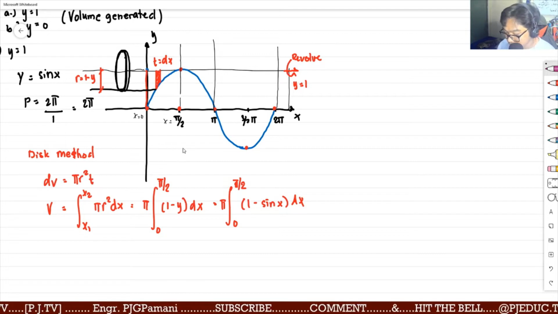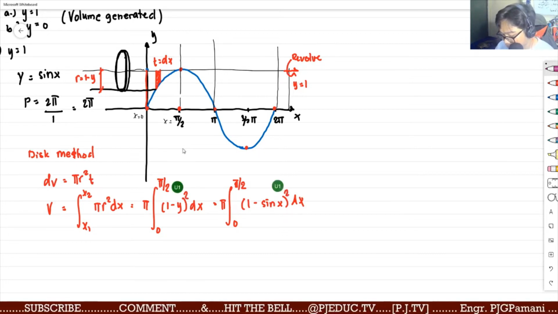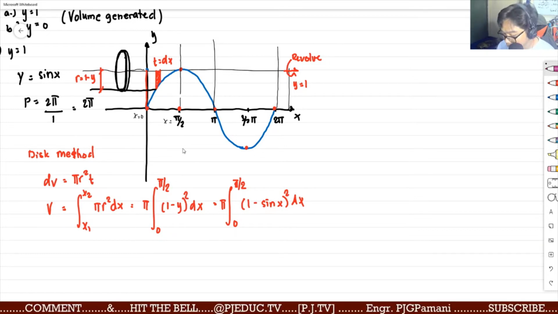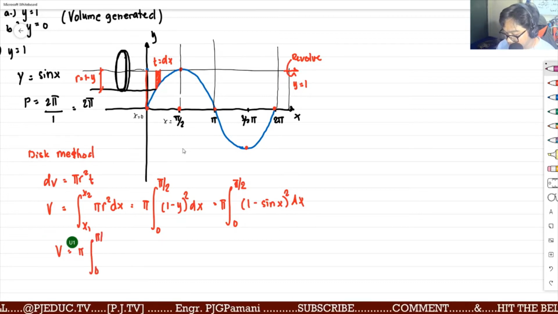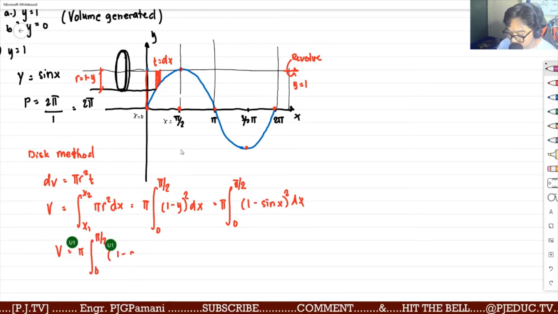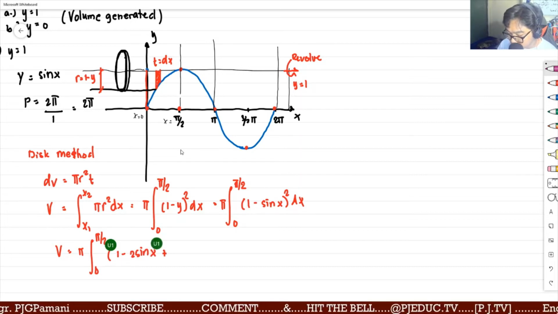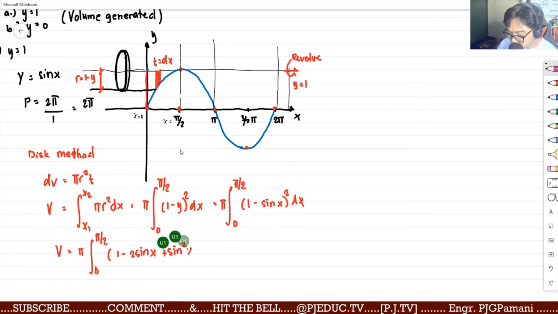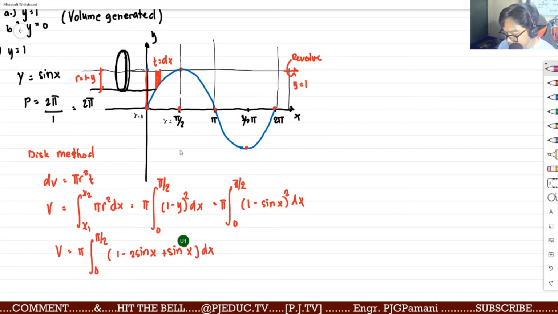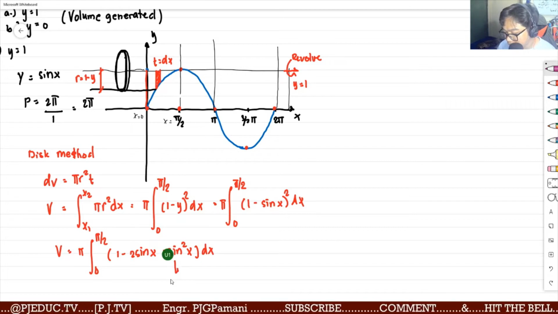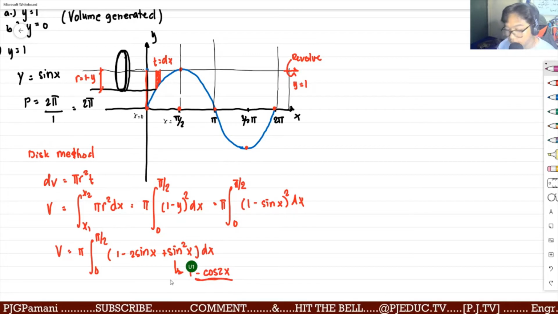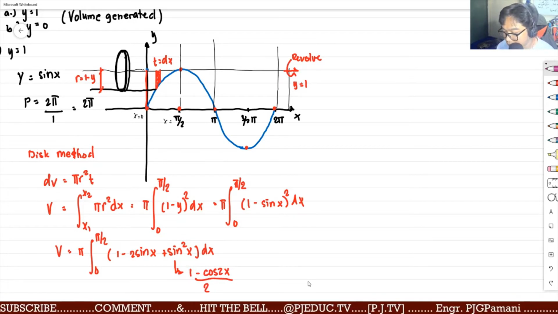Okay? Square pa pala yun. R squared. Simplify. Volume equals pi integral from 0 to pi over 2 of 1 minus 2 sine x plus sine squared x dx. Okay? Remember, that is a trigonometric function which has an even exponent. So that is simply 1 minus cosine 2x over 2, using your identity, which is type 2 integral formula.